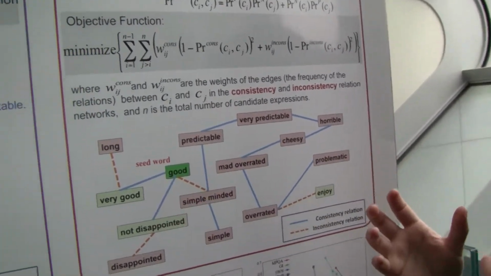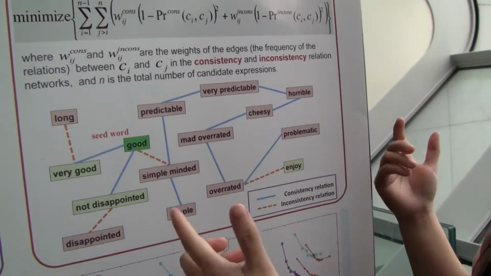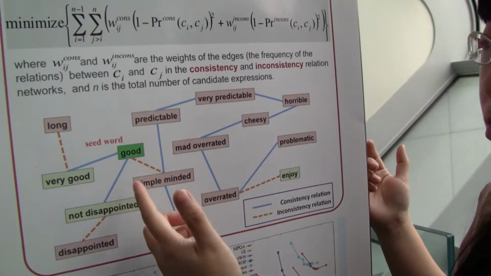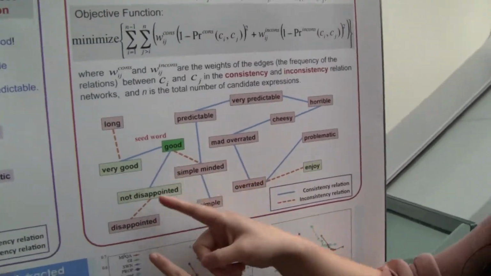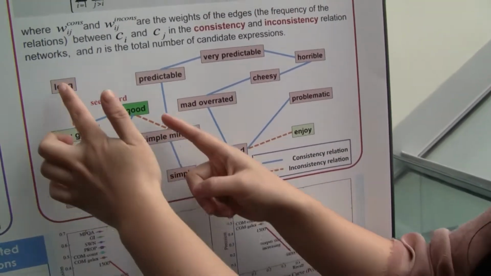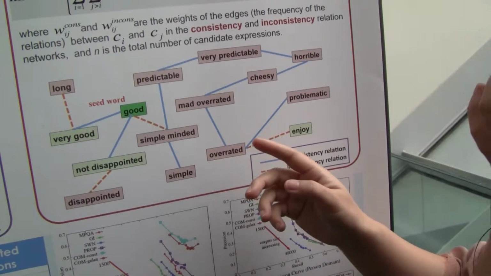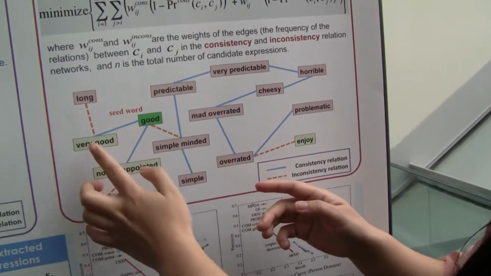We just have a very small set, like 100 words. These are seed words, so they have known polarity. Then in this network, because good and not disappointed have a consistent relation, and long and very good have an inconsistent relation.